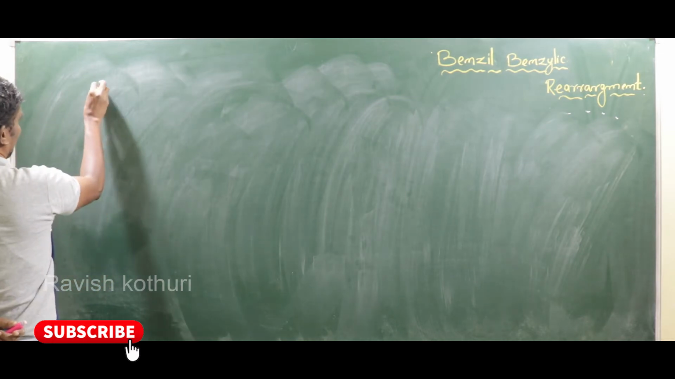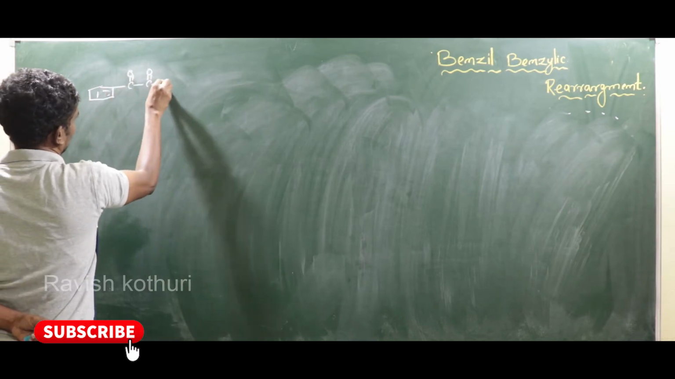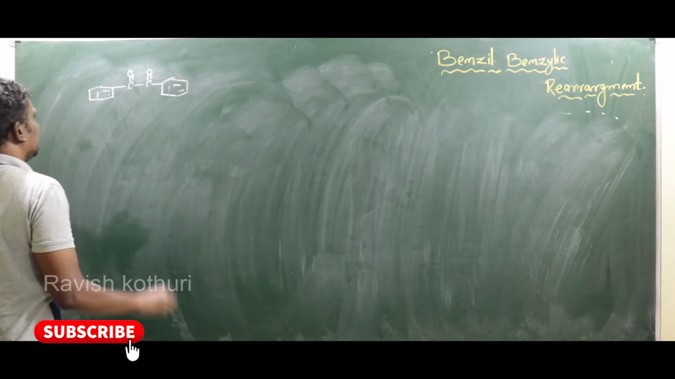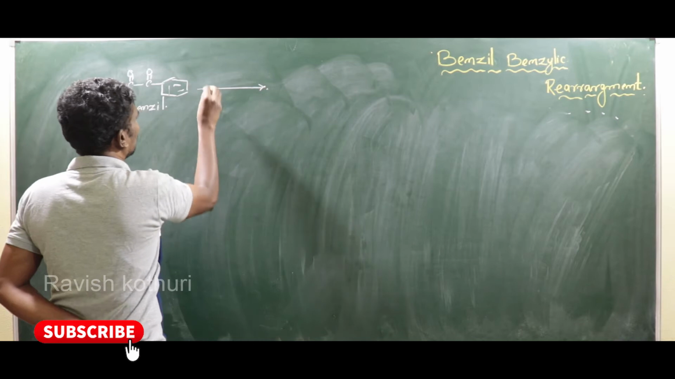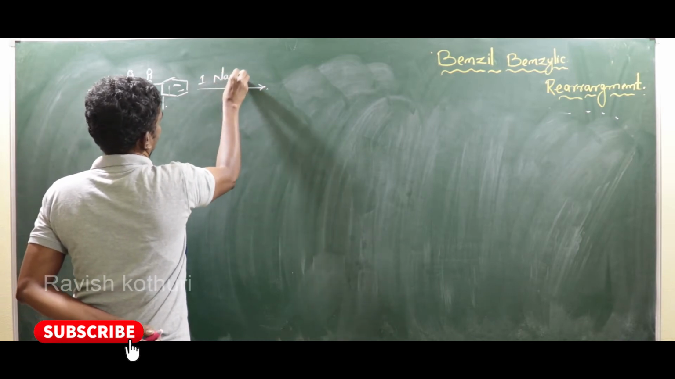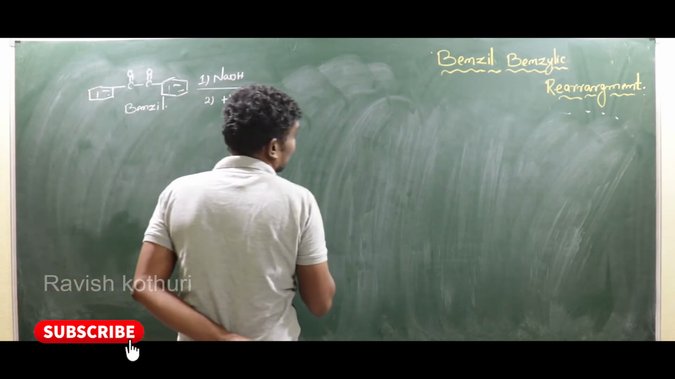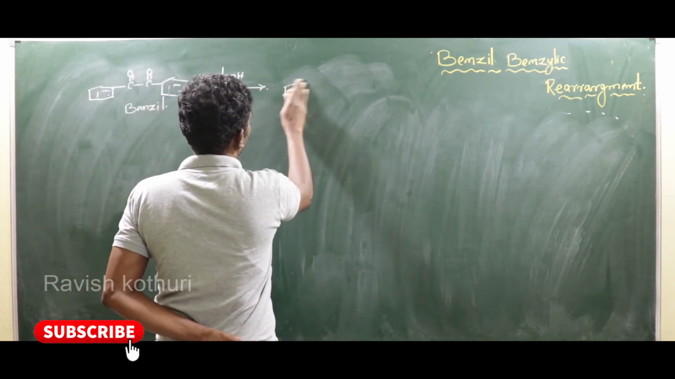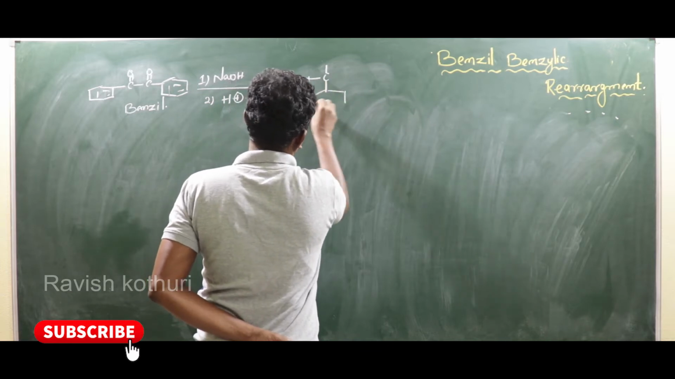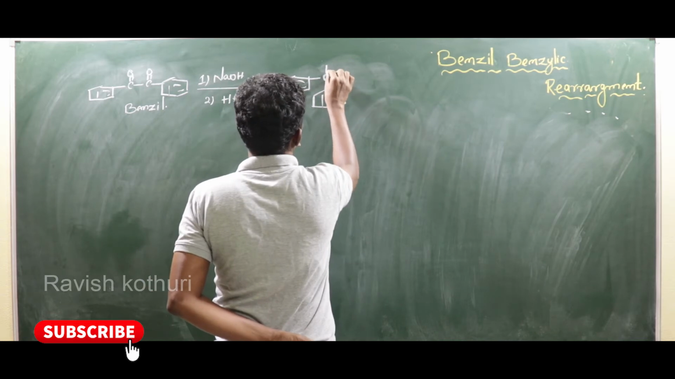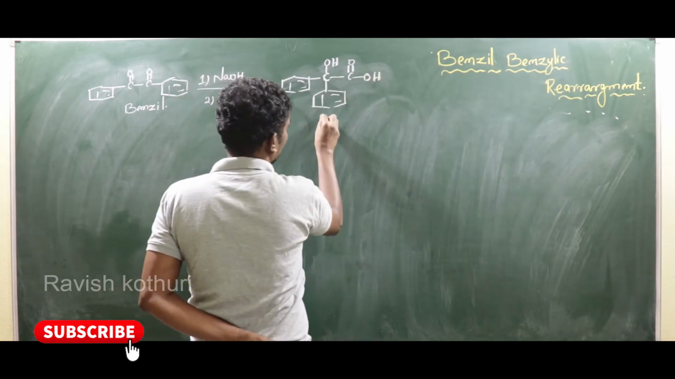First reaction, observe carefully my dears. Phenyl group, diketones. This is what? Benzil, my dears. In presence of base, that is NaOH, then in acidic medium, what will it give? Benzilic acid will be given. Benzilic acid.